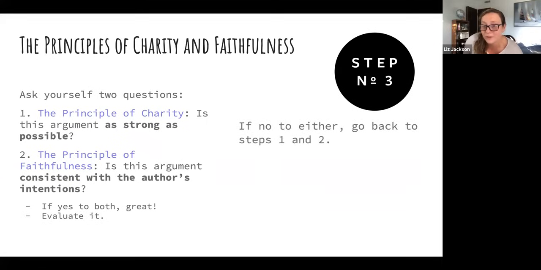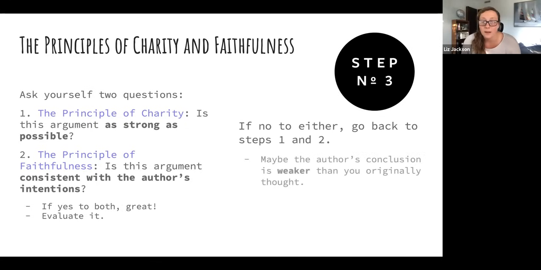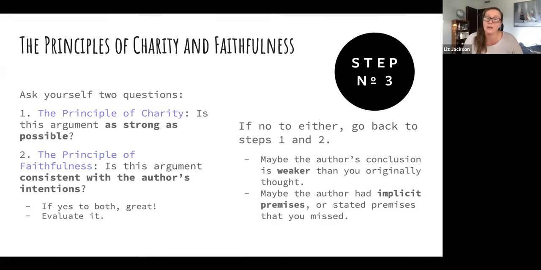But if you say no to either step, then you need to go back to steps 1 and 2. You might want to reevaluate what you thought their conclusion is or reevaluate what their premises are. And so maybe the author's conclusion is actually weaker than you originally thought. When you look at their argument, you're like, the premises don't support this conclusion. But the reason is because you're actually wrong about their conclusion. Their conclusion isn't this really strong one, it's actually a weaker one. And also maybe the author had implicit premises or even stated premises that you missed. So if you're pretty confident about the conclusion, you might want to go and look at the premises you're attributing to the author and see if those seem plausible.